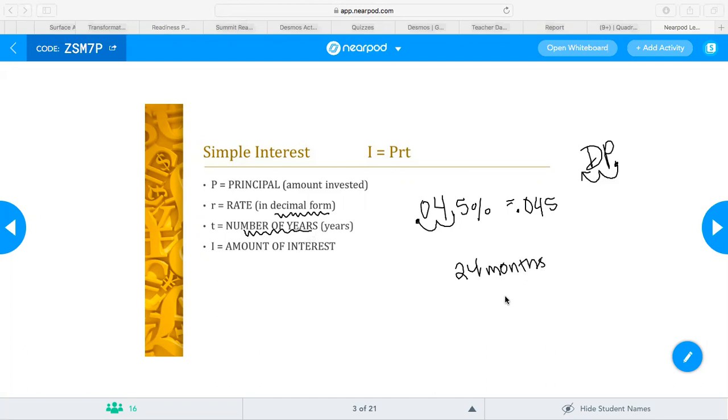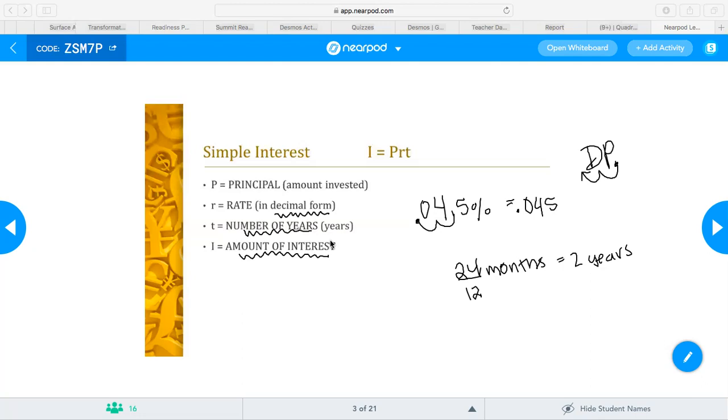And how would I convert it to years? Divided by 12, because there's 12 months in a year. So 2 years. Okay. And then I stands for the amount of interest. Okay, this is very complicated, so I really need you to tell me if you do not understand something. Interest, that's the extra, okay?